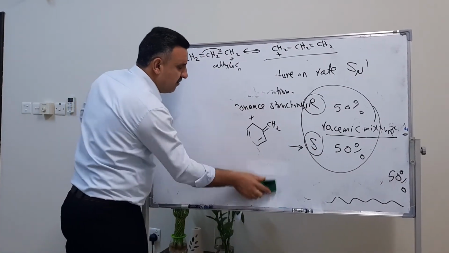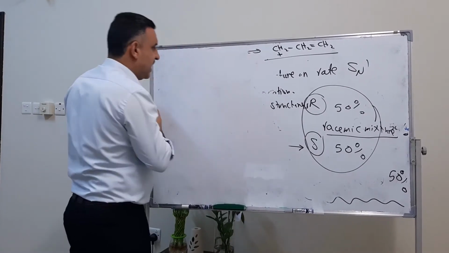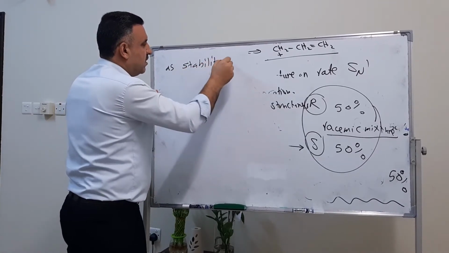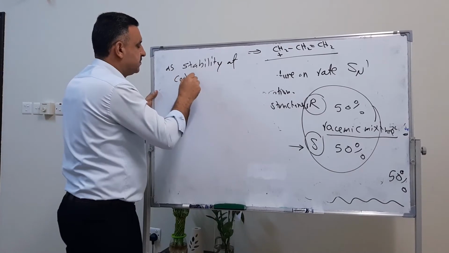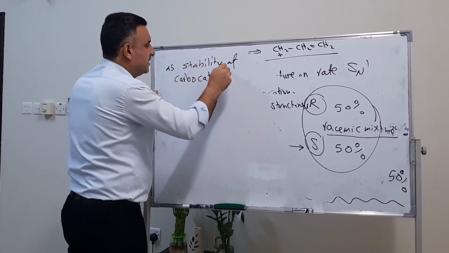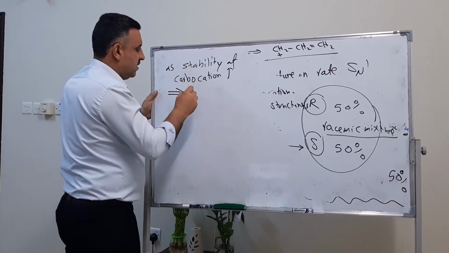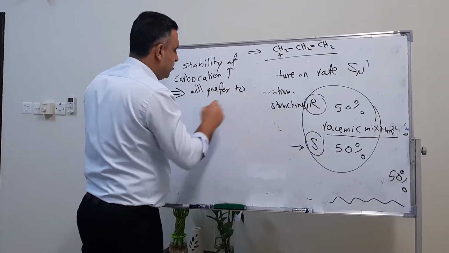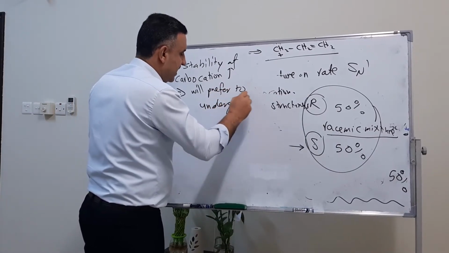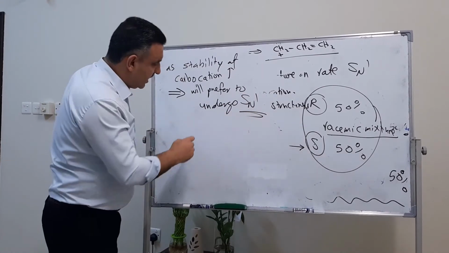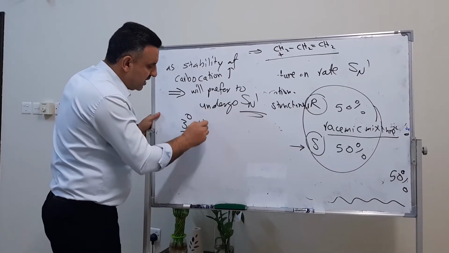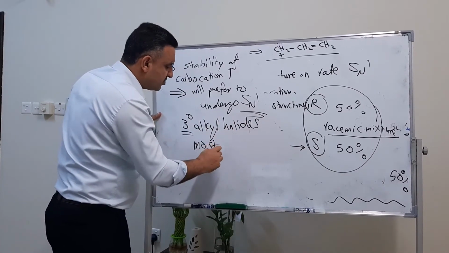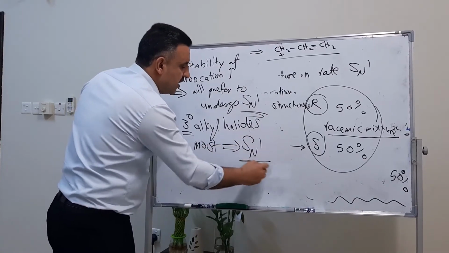As the stability of the carbocation increases, the substrate will prefer to undergo SN1. That's why tertiary alkyl halides, most of the time, most of the reactions undergo SN1, not SN2.